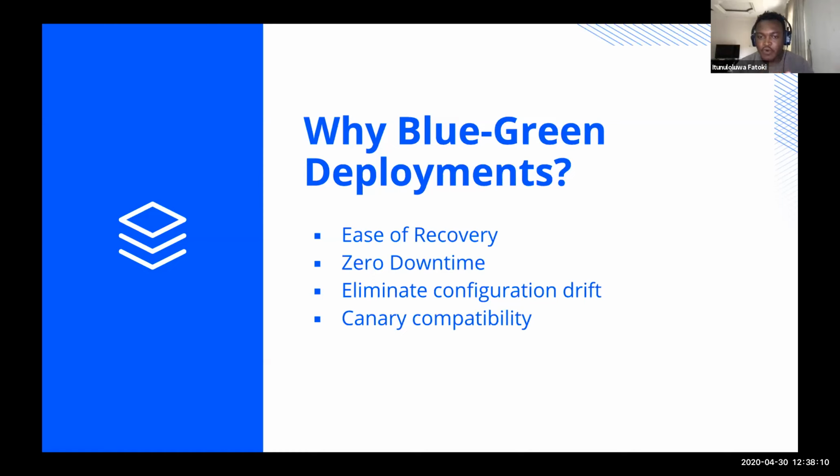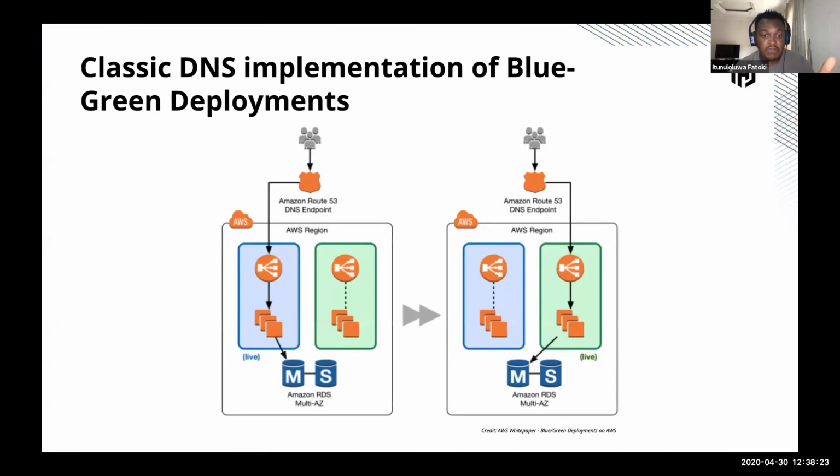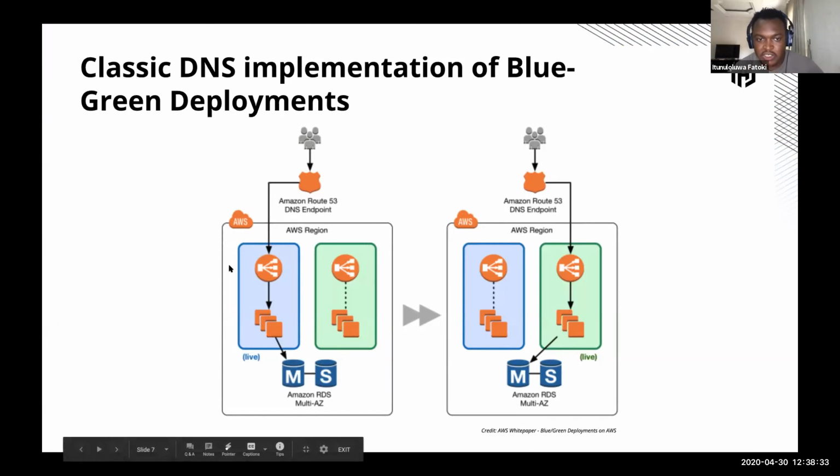We'll do a quick demo with this. I came up with a small approach to automate this whole process, and that will be using Terraform. So this, for example, is a classic DNS implementation of blue-green deployments. It's pretty visual. What I did isn't this complicated, but this kind of just describes everything.